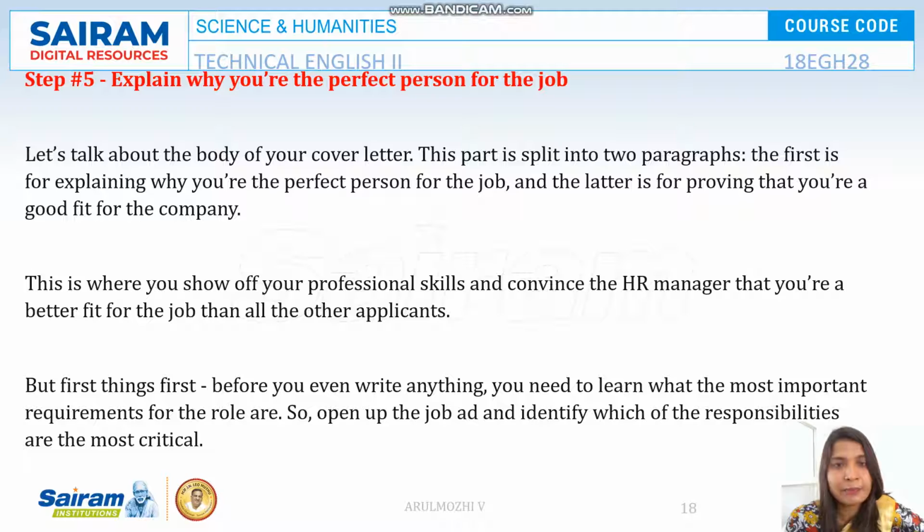And the next one is to explain why you are the perfect person for the particular job. Take for example, this part is split into two paragraphs. The first one is explaining how fit you are for this job, and the second one is about why this job fits you and why the work culture of this particular company fits you.